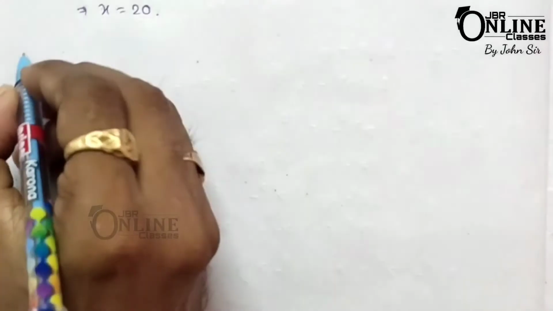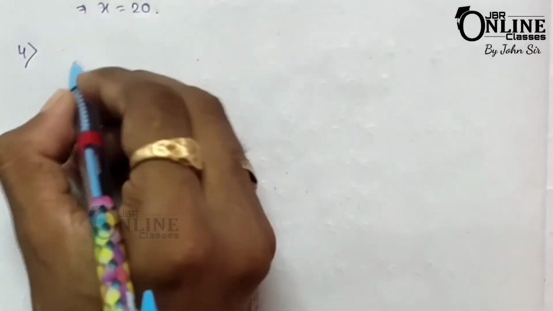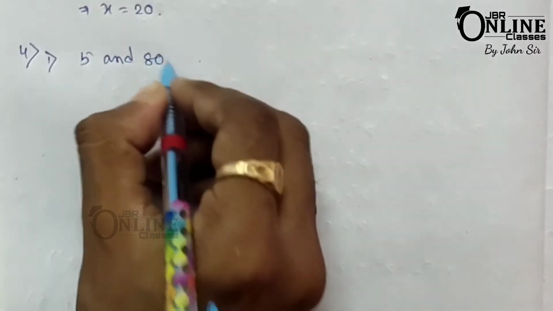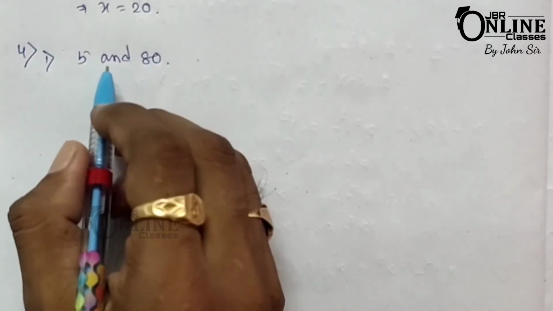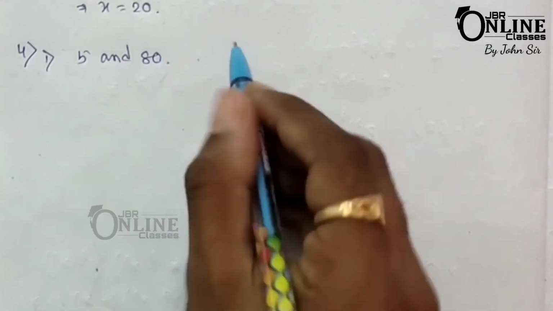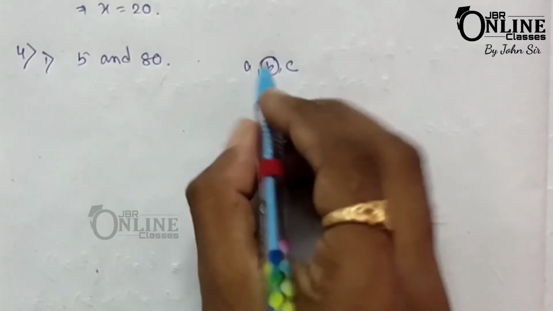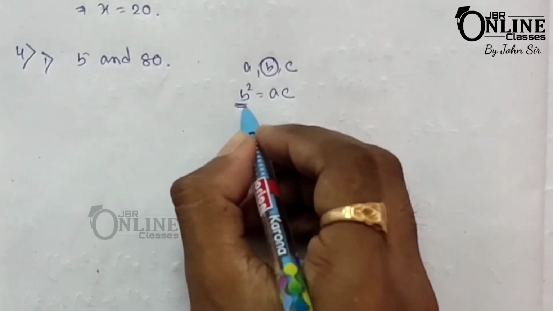Now the next one, sum number 4. In sum number 4, find the mean proportion of 5 and 80. Okay, that means you have to find out the middle term. Suppose if three numbers are in proportion, that means if a, b, c are in proportion, then b is the mean proportion. That means b square equals ac. So you have to find out the term b square.